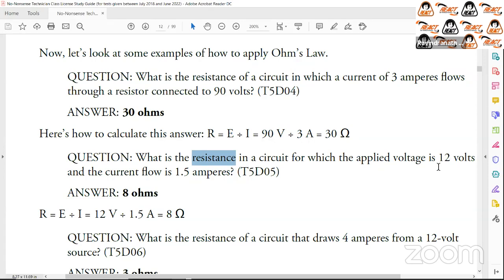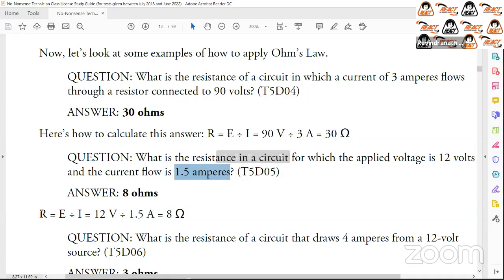Remember, as we read the question, we're picking out things. So we're solving for what? Resistance. It tells us that the voltage is 12 volts, and it goes on to tell us that the current is 1.5 amperes. So you see, they tell us what we want to solve. They give us the values relating to the other terms, and all we need to do is plug it into our formula.